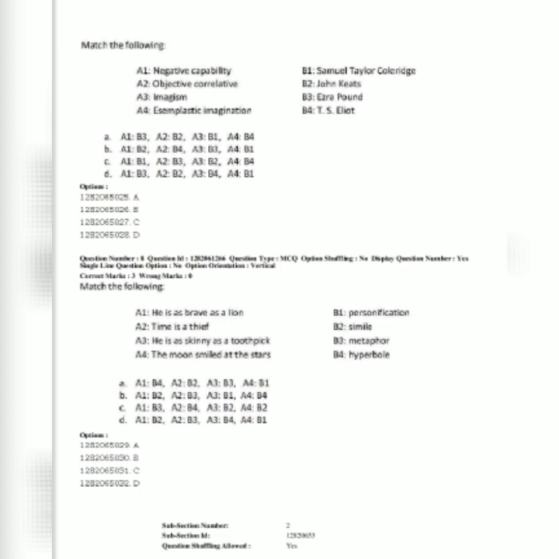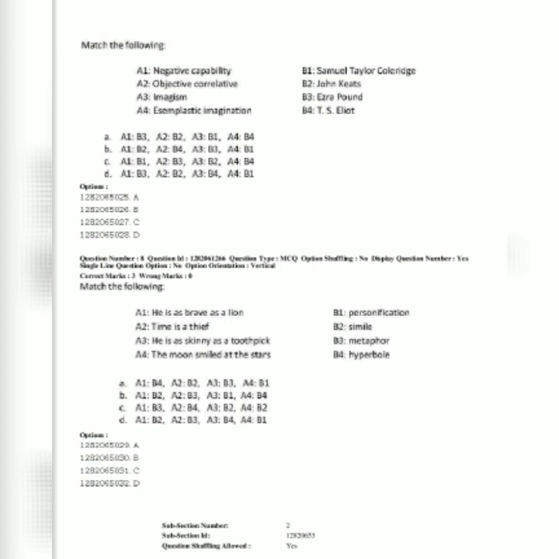Negative capability, you have to match the following. And it's again very easy. Objective correlative, imagism, simplistic imagination. Now, negative capability, everybody knows, every student of English literature might have encountered this word. John Keats. Objective correlative was used by T.S. Eliot in his essay Hamlet and His Problems. A simplistic imagination is a concept that was developed by Samuel Taylor Coleridge.